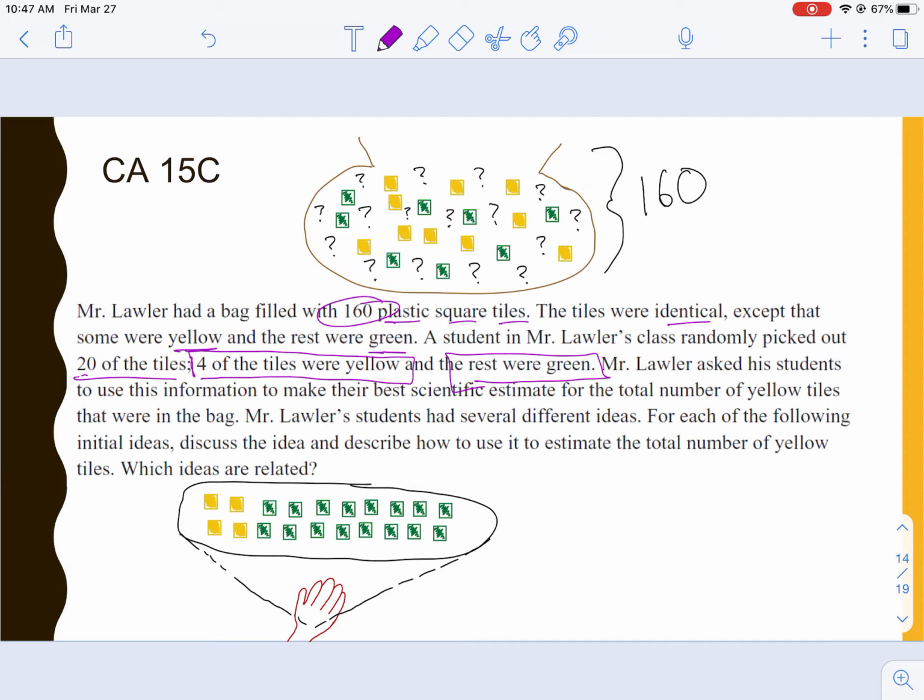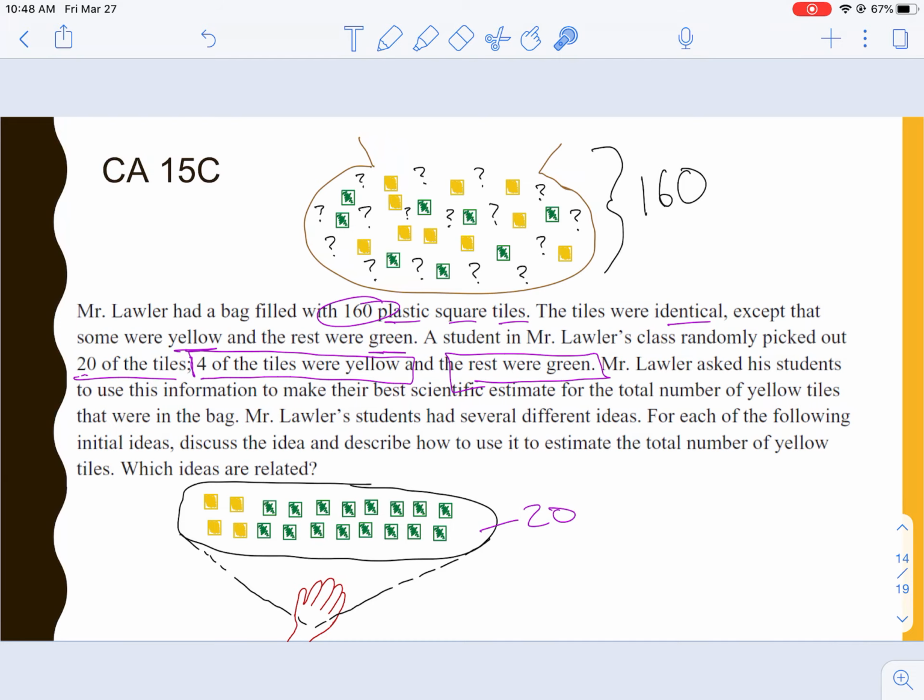And so down here I've drawn a picture of the student's hand and the tiles that are in their hand. So you can see 4 are yellow and the rest are green. So if there's 20 altogether, you should be thinking 16 green. And I maybe should double check, but I think there's 16 green and 4 yellow here. So he then is looking for the students to use this information to make their best scientific estimate for the total number of yellow tiles.